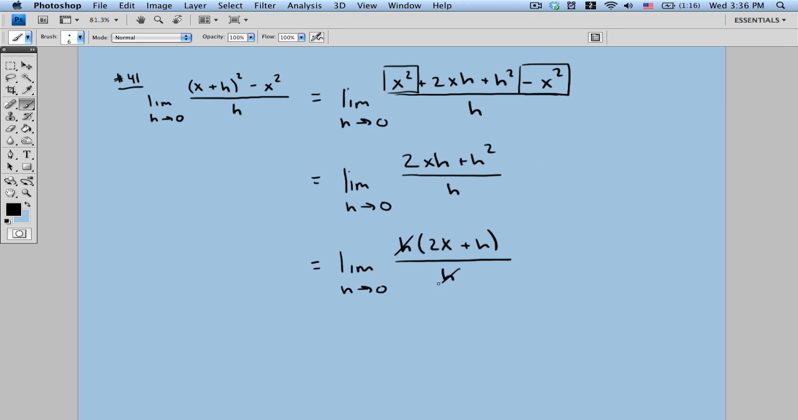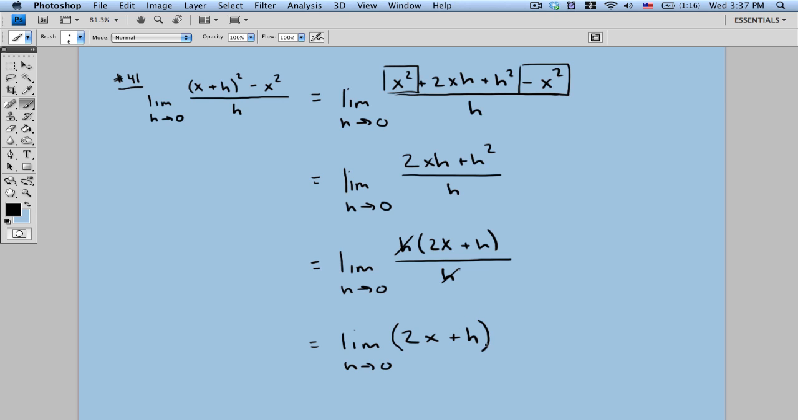Now we can cancel these two h's out, and we're left simply with the limit as h goes to 0 of 2x plus h. Now, at this point, when you're writing things like this down, I would definitely encourage you to put parentheses here, just because if they're not there, it's not really clear. Are you saying the limit of 2x or the limit of 2x plus h? This makes it really clear as to what you're saying.